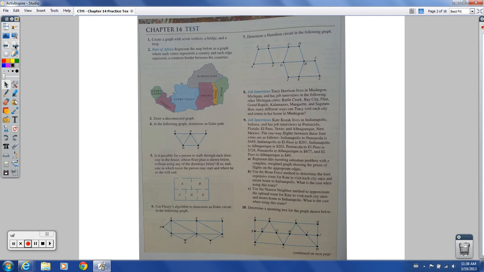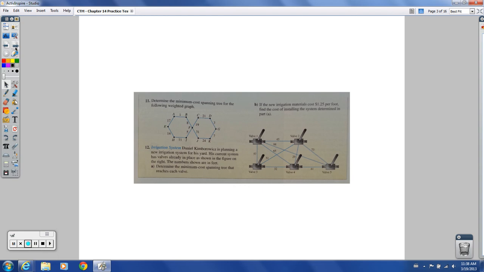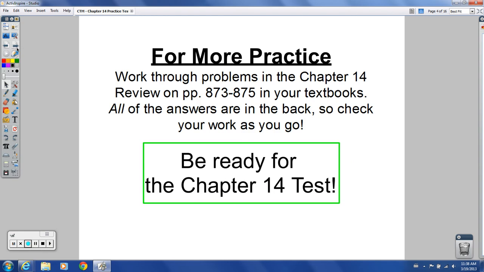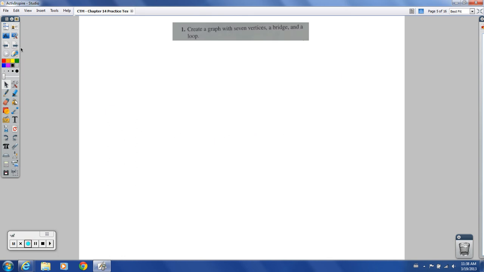We're going to get right into it here and check out these 12 problems for the graph theory chapter that we just went through. Make sure you use those extra examples in your book on these pages. Make sure you're ready for that Chapter 14 test coming up. Alright, let's get right into it now and work through each one step by step.